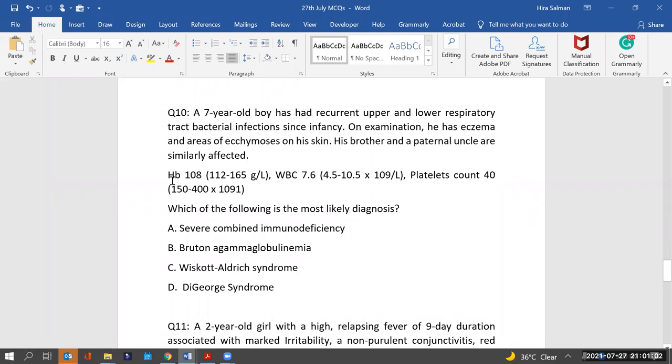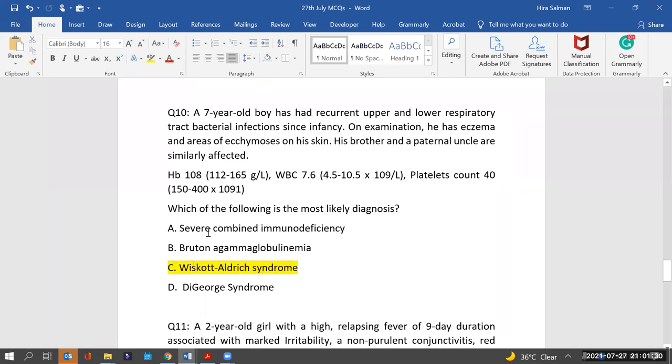Now, you have seen the hemoglobin slightly on the lower side. WBCs are okay. Platelets are severely low, 40, very much low. Normal count is 150 to 400. So, thrombocytopenia associated with eczema, associated with purpura, associated with recurrent infection, meaning immunodeficiency, all will help us in making a diagnosis of Wiskott-Aldrich syndrome.